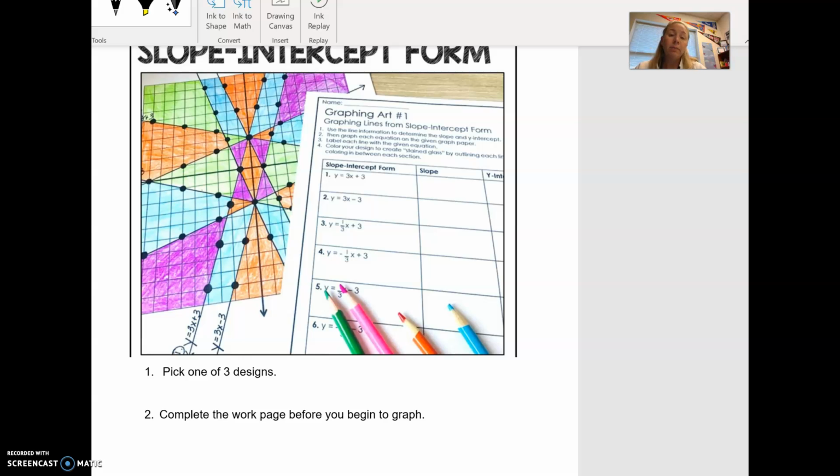And as I said, I'll look at a couple of lines. I'm not going to look at all of them. I just want to at least make sure that you understand and have a good idea of what you're doing before you finish the whole project. Okay? Okay. So get started.